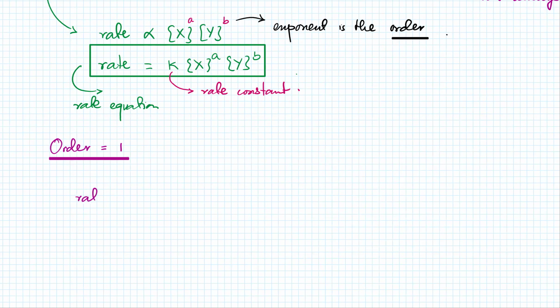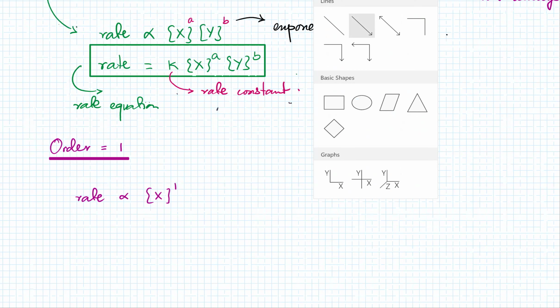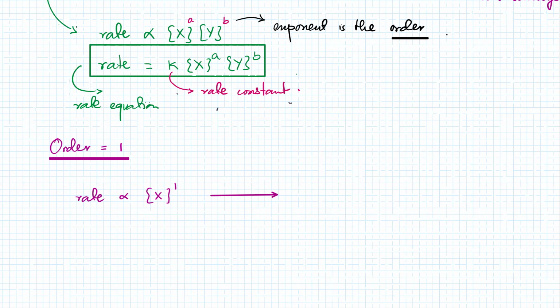For example, if the rate is dependent on the concentration of X and the power is one, what is that relationship? That's just directly proportional, right? It means that if you increase the concentration of the reactant, the rate of the reaction will increase. That's the simplest relationship, directly proportional.